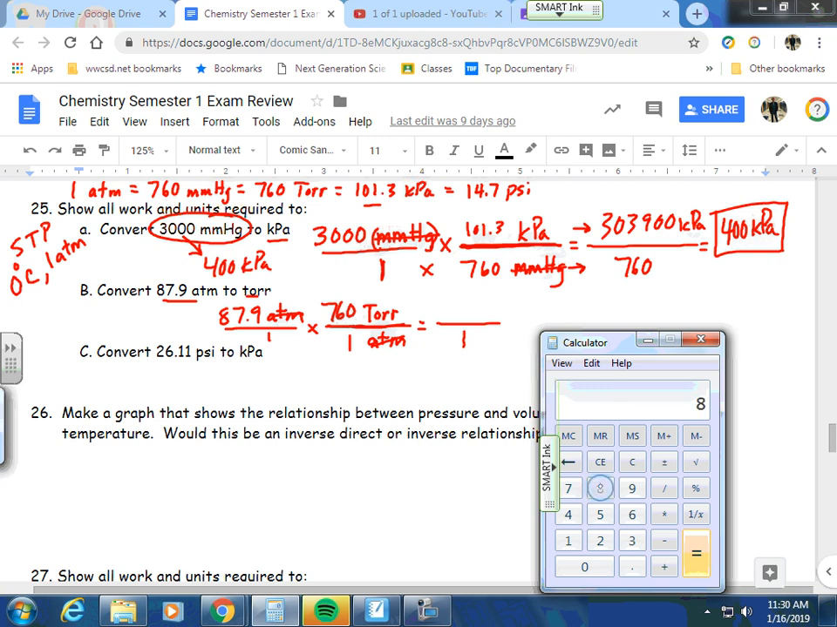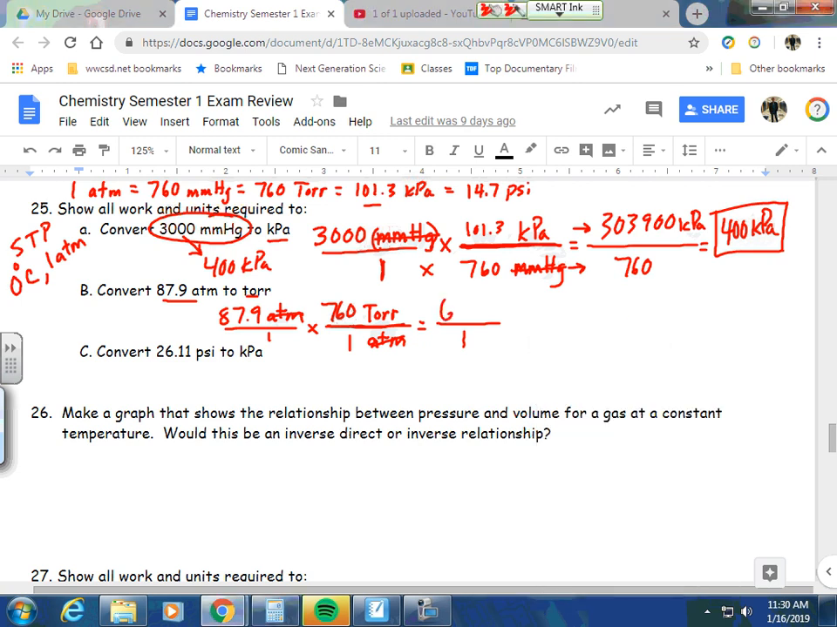Let's see, 87.9 times 760. 66,804. And I still have the units torr up there. And it's just over 1, so that's actually my final answer. So 87.9 atmospheres is equal to 66,804 torr. All right?